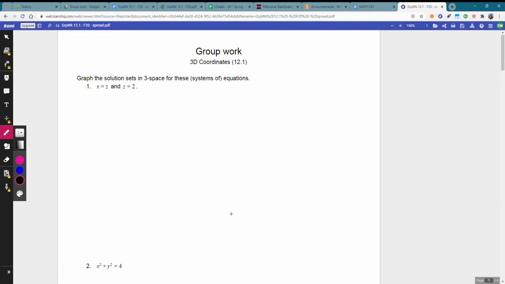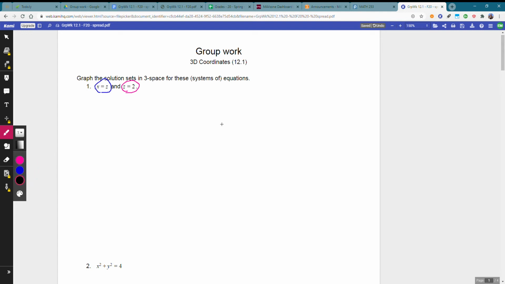So here we're going to work through our group work in section 12.1, looking at 3D coordinates. For the first few, we're trying to just get a feel for what some different solution sets look like. For the first one, we have x equals z and z equals 2. We have two different equations, so these are going to intersect and give us something. Maybe we'll just take each equation in turn and see what things look like when these intersect.